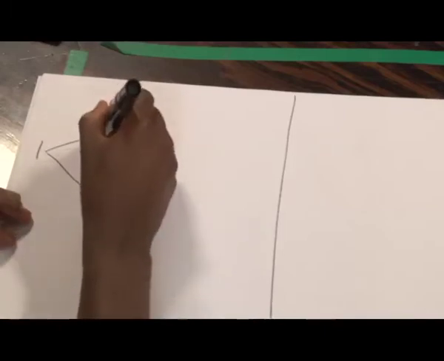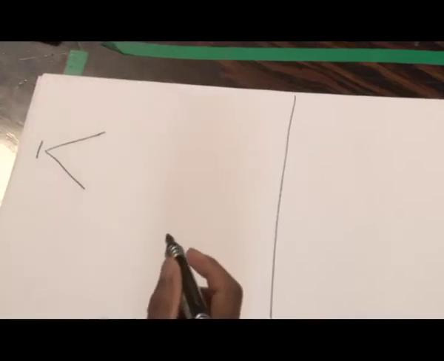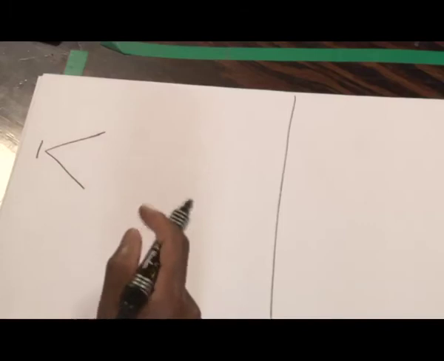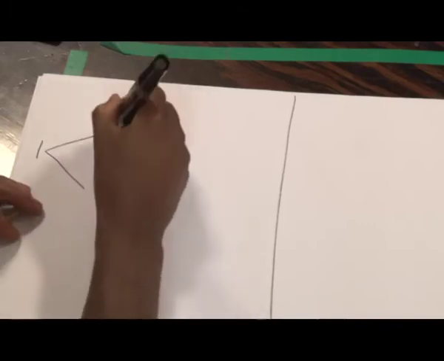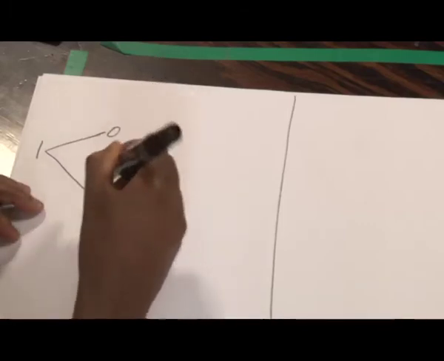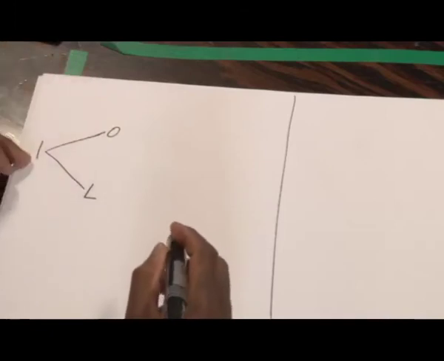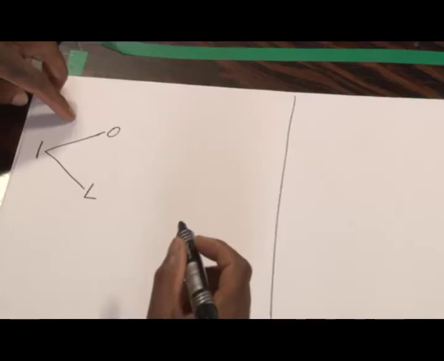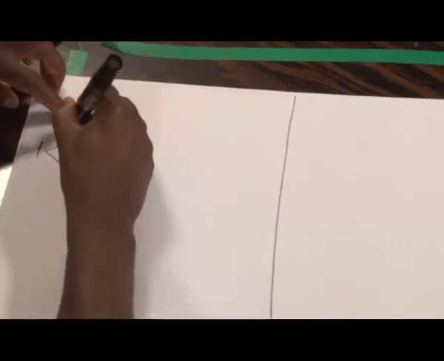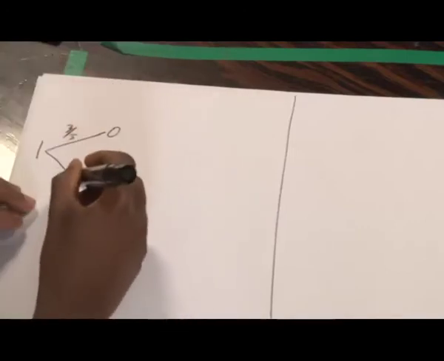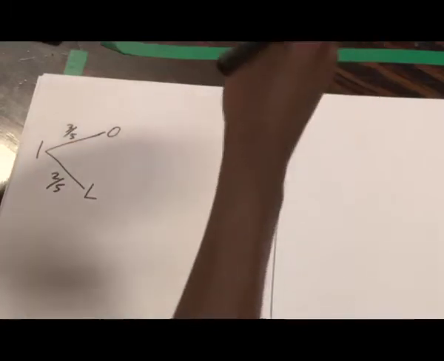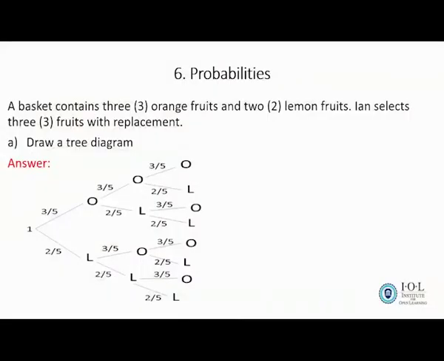The tricky part here is that you have to understand, is it with replacement or not? With replacement means he picks and he puts it back. Okay. Then we have orange and lemon. Put L there for lemon. How many oranges? It contains 3 oranges, so 3 out of 5. Then how many lemons? There are 2 out of 5, because in total there are 5. There are 3 oranges and 2 lemons.